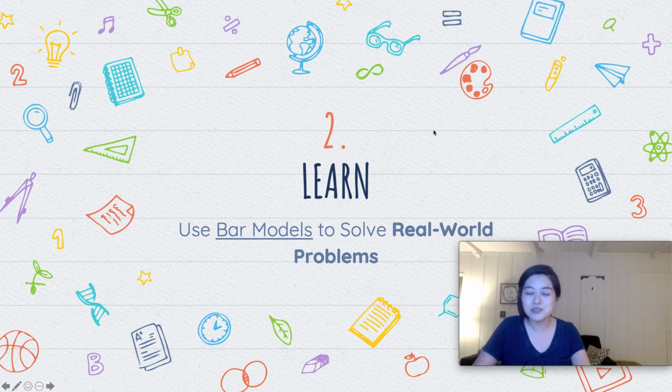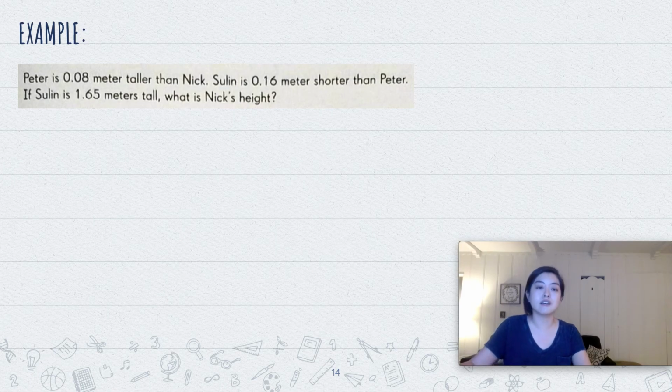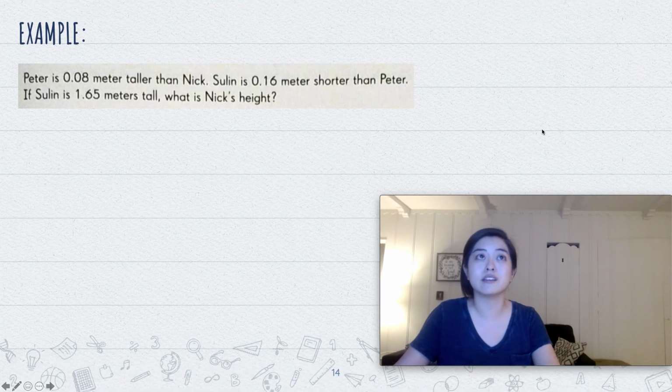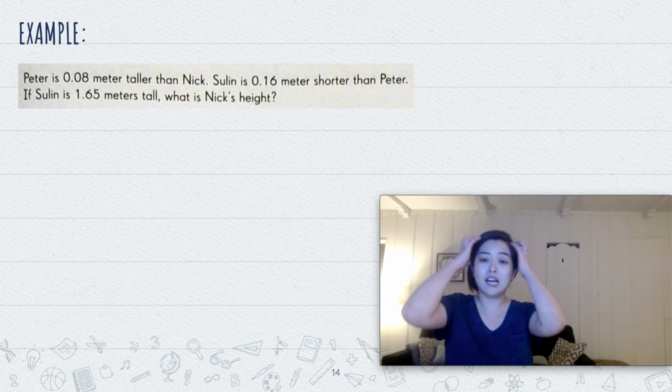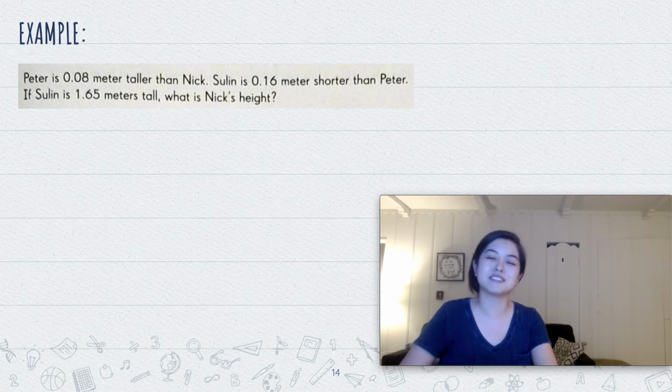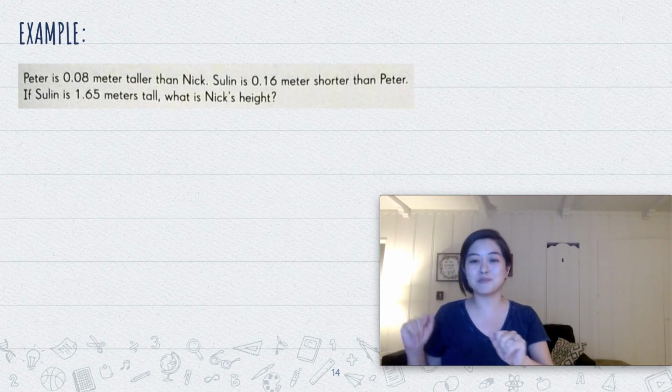Okay. So now let's use bar models to help us understand the word problems, and then also it'll set us up to solve them. Let's look at this example, okay? So Peter is 0.08 meters taller than Nick. Sulin is 0.16 meters shorter than Peter. If Sulin is 1.65 meters tall, what is Nick's height? So much information. Okay, so to help us understand, let's draw a bar model.